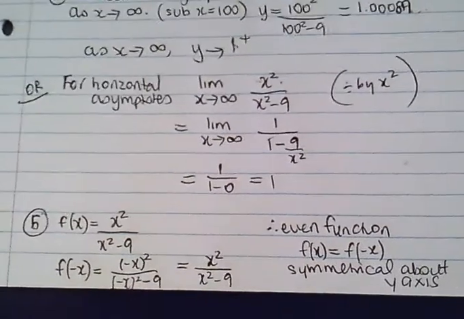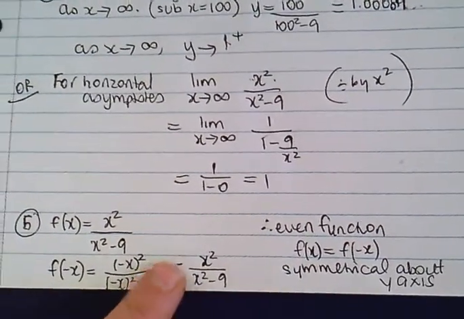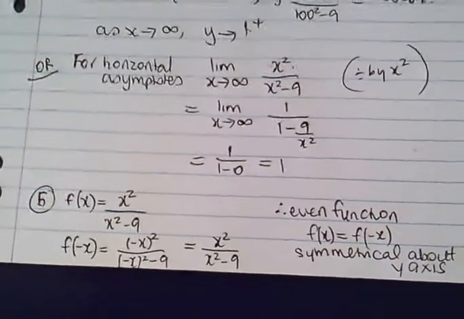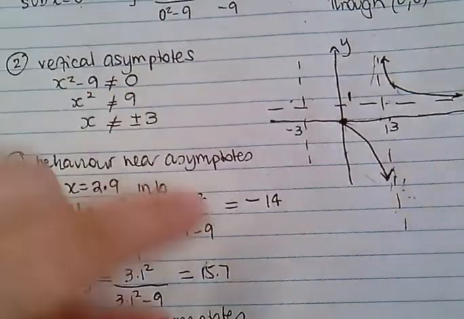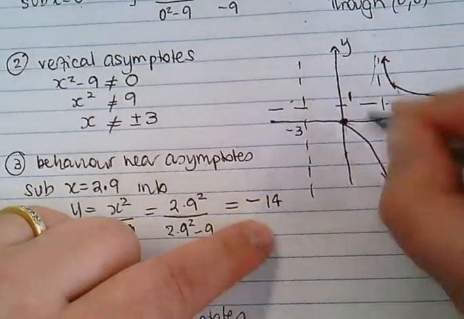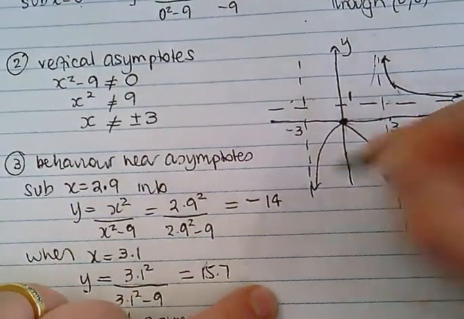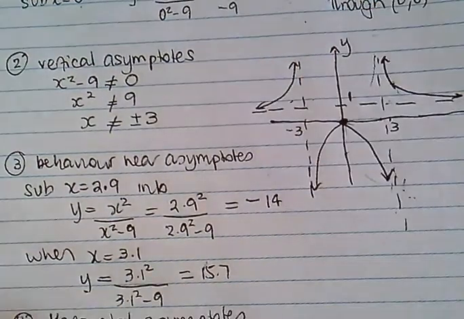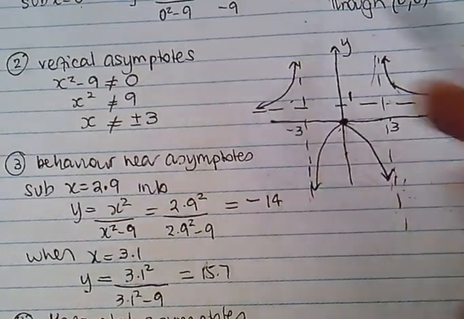So it might be a good thing to do earlier, check if it's odd or even, because then you only have to work on half the graph. But if it's not odd or even, you've got to do the full graph. So do I go up or down here? Down. And here I go there. Now let's just double check anyway. All I did was finish the rest of the graph off.